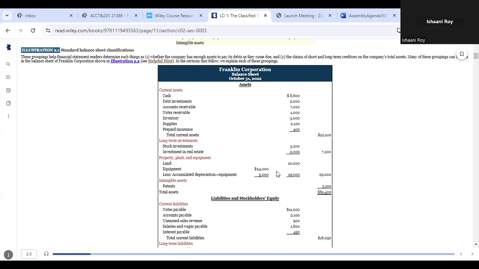So here we have equipment. We only had one account here that is depreciated. Equipment, 24,000, less accumulated depreciation, 5,000. And this 19,000 is what we call its net book value after we've subtracted how much we've depreciated it. Okay, and this will always be given to us. We wouldn't have to calculate it, right? For the first exam, yes.